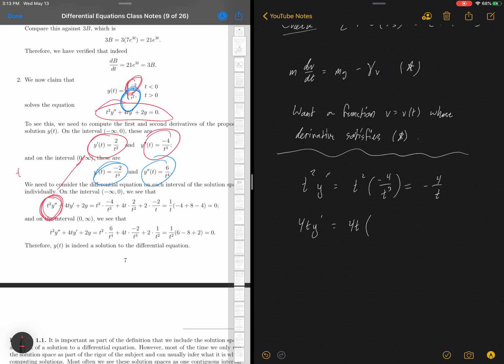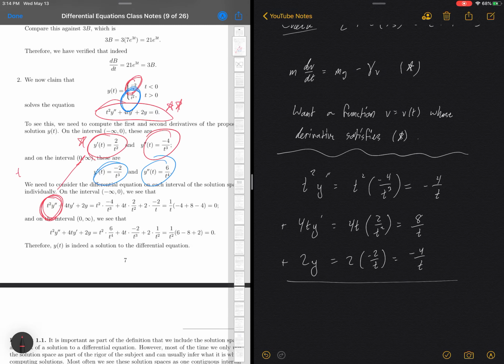Because I'm trying to satisfy that differential equation up there, I need to know what this second term looks like. Well, it'll be 4t times this over here, so 2 over t squared, and this is going to be 8 over t. And then finally, I ask myself, what is 2 times y? So this will be 2 times negative 2 over t, and this is going to be a minus 4 over t.